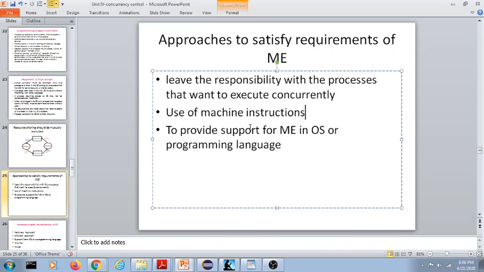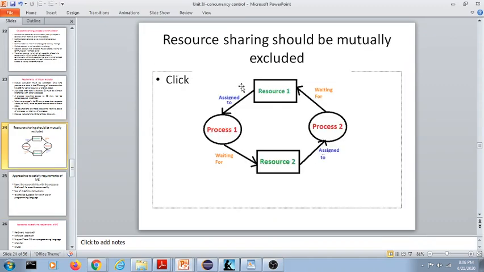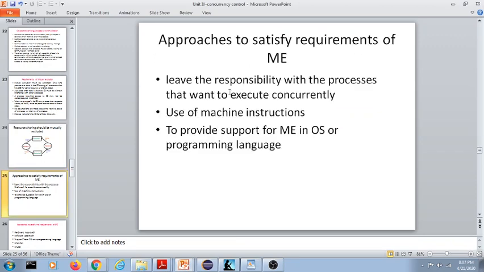The second approach is at the hardware level. Directly by using machine instructions, mutual exclusion can be achieved. Mutual exclusion is simply that whenever one resource is being used by one process, the other process should not be allowed to access the same resource. That is called mutual exclusion in very simple terms. And these are the different approaches.